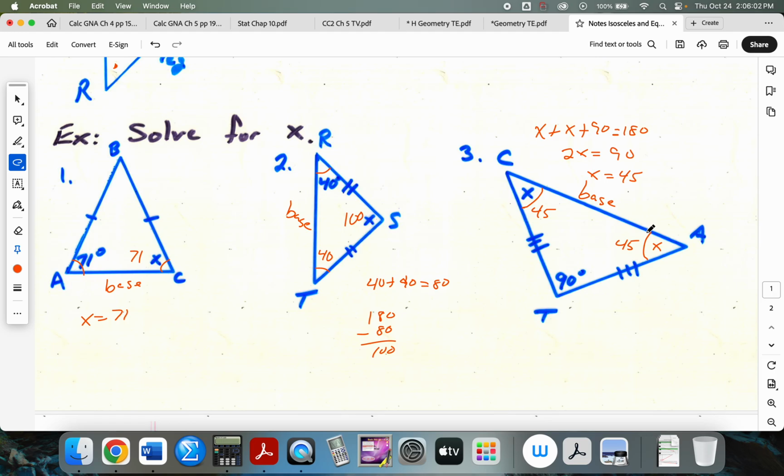This is called a 45-45-90 triangle. It's not important that you remember that right now. But a little bit later in this semester, we're going to do a lot of things with 45-45-90 triangles. All right, let's go on to page 2.